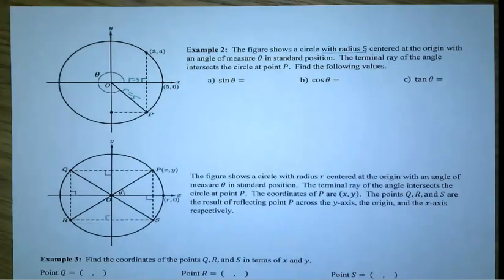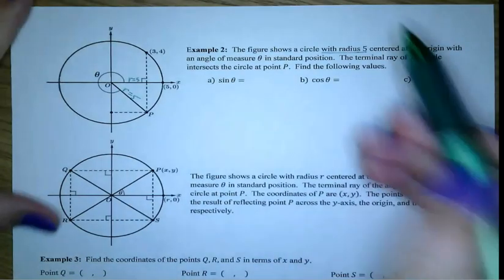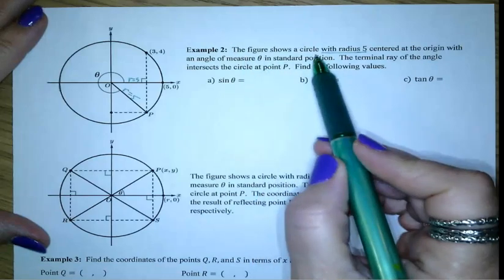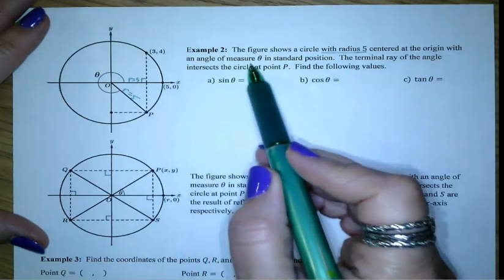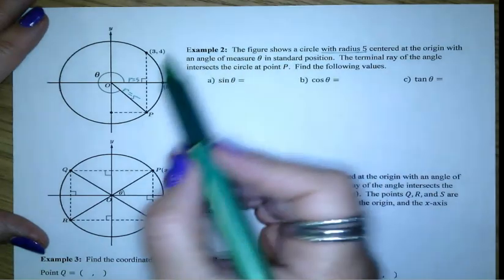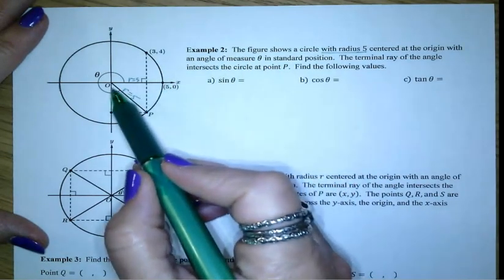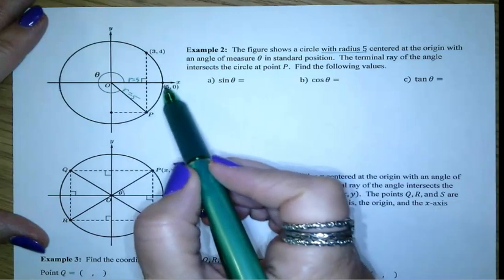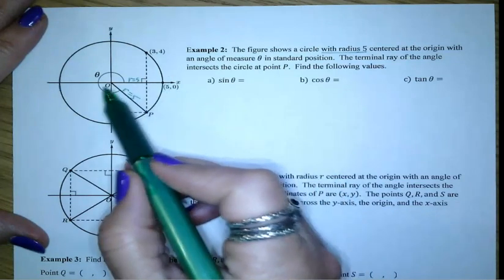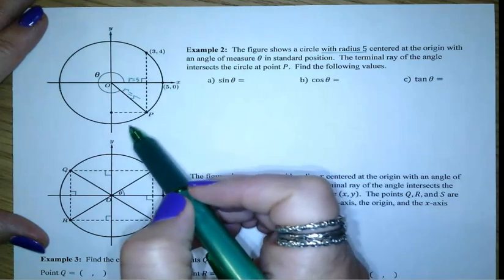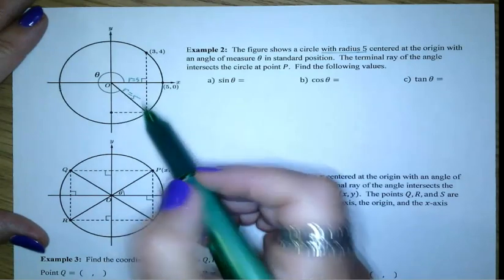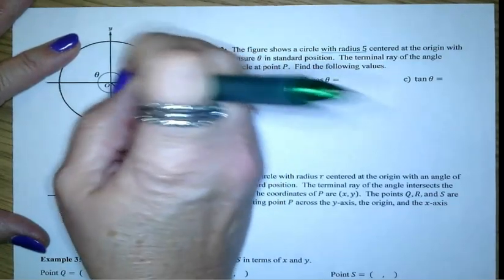Okay, so let's look at example 2. In this example, it tells us in the problem that it is a circle with a radius of 5, centered at the origin with an angle measure in standard position. So when I look at this, I could have got this from the picture as well because it tells me this coordinate point is 5, 0. That means the distance from 0 to that point is 5. And that means this line right here is 5 as well.